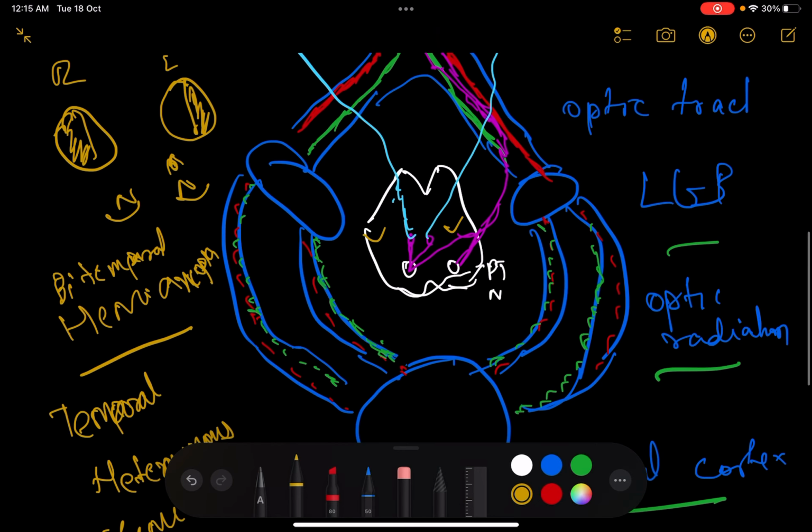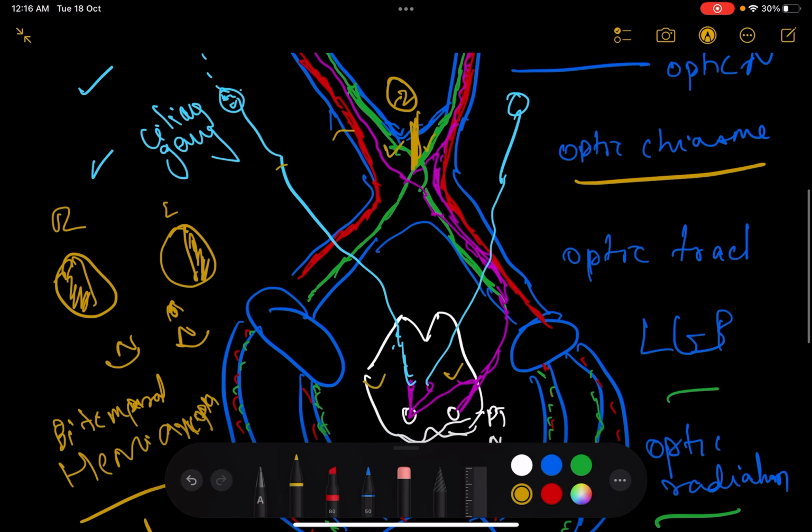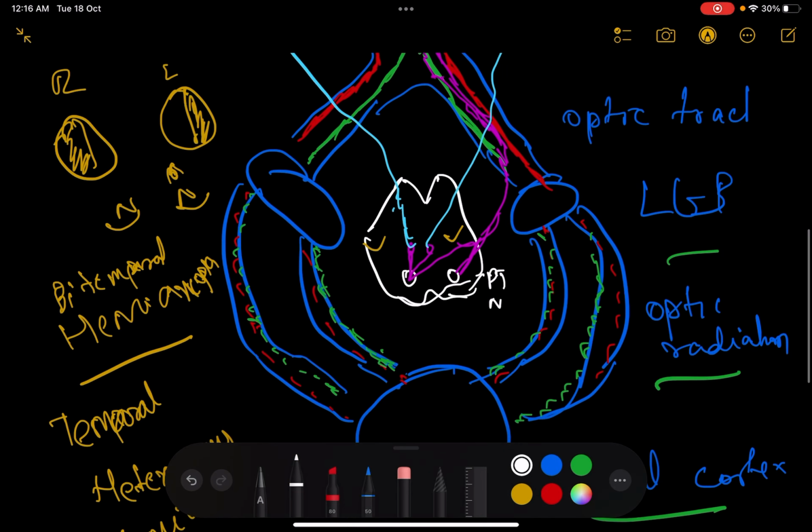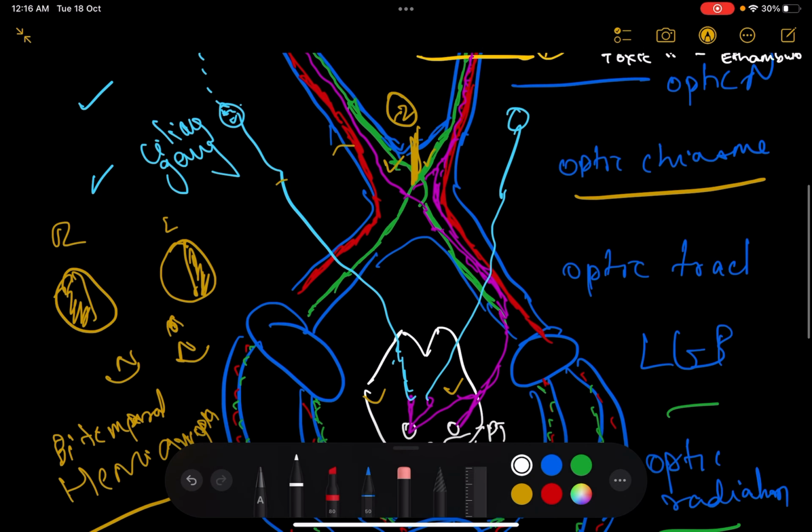Heteronymous basically means that two eyes are involved. In heteronymous we don't say that this is the right and this is the left. What we say, we do not say temporal nasal. For heteronymous you need to think in a more layman term. For some reason I do not understand why this new classification has come up, but temporal heteronymous hemianopia basically means, let me just get this off.